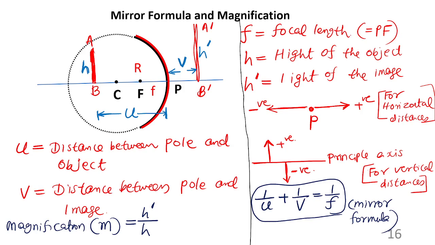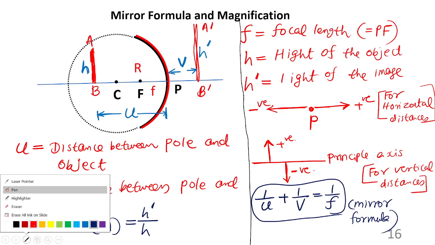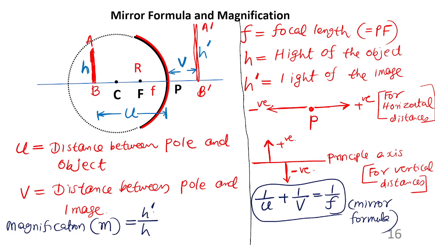For example, magnification, say 2. What is the actual meaning of that? Magnification 2 means the image is 2 times the size of the object. Magnification 100 means the image size is 100 times the object size. So magnification is important, especially in the case of lenses and microscopes. How many times larger than the object is the image? That is magnification. It is image size by object size.